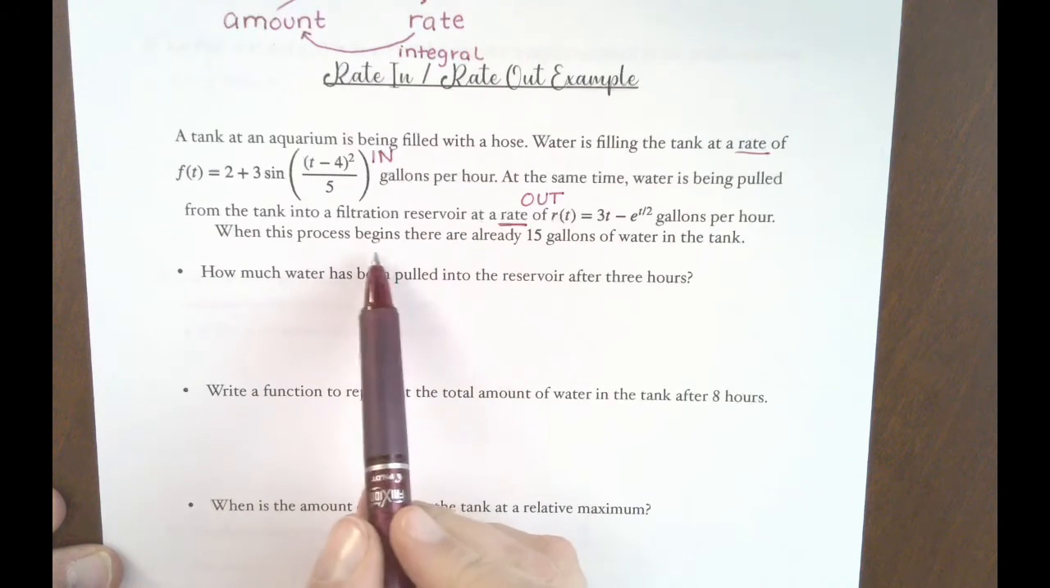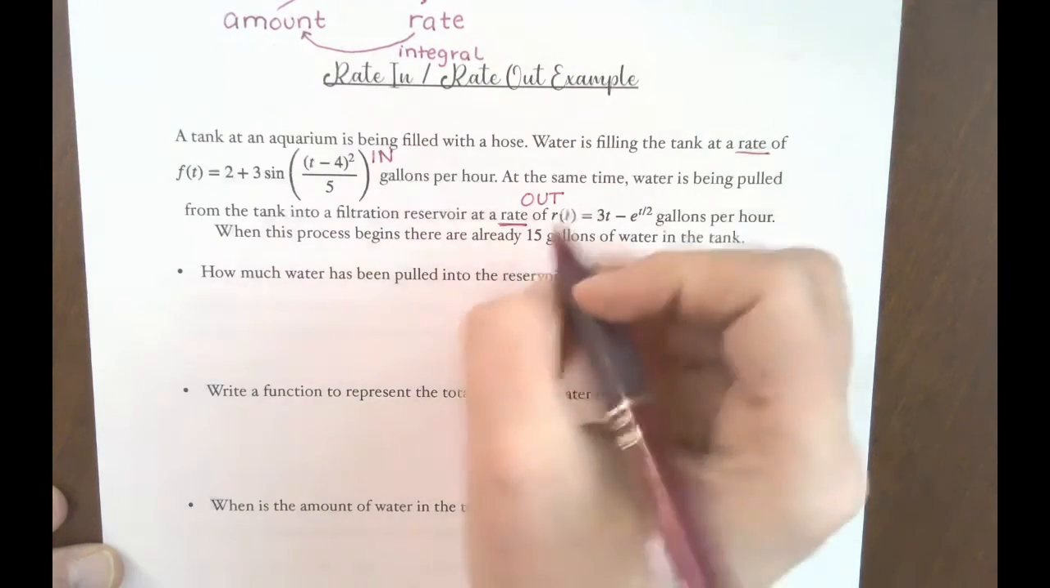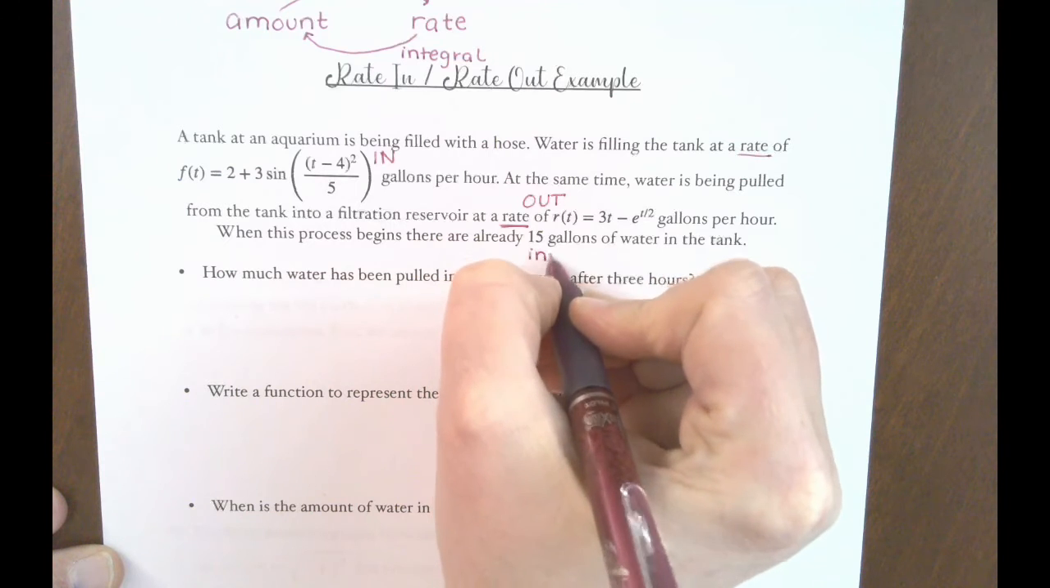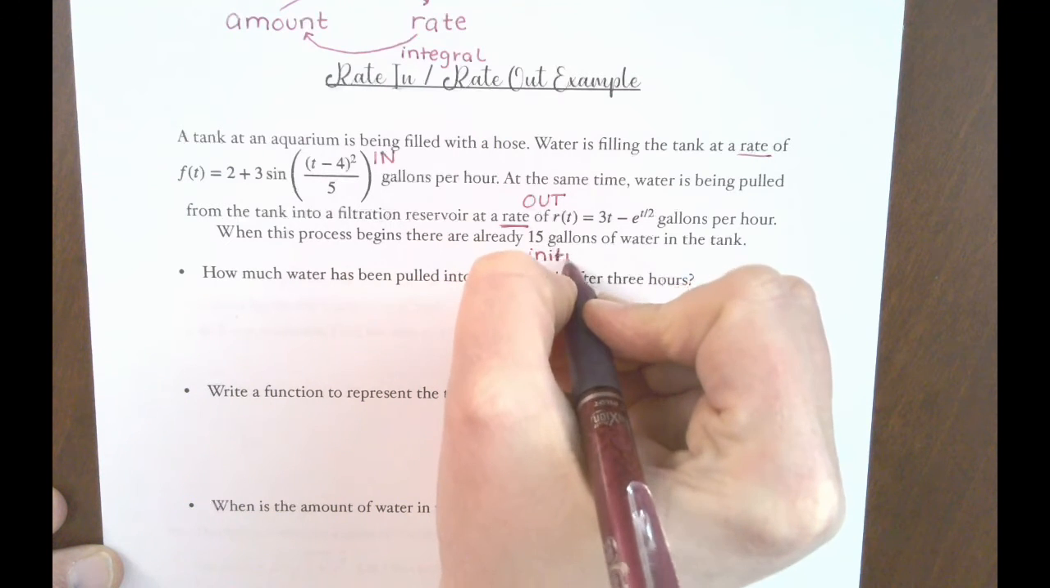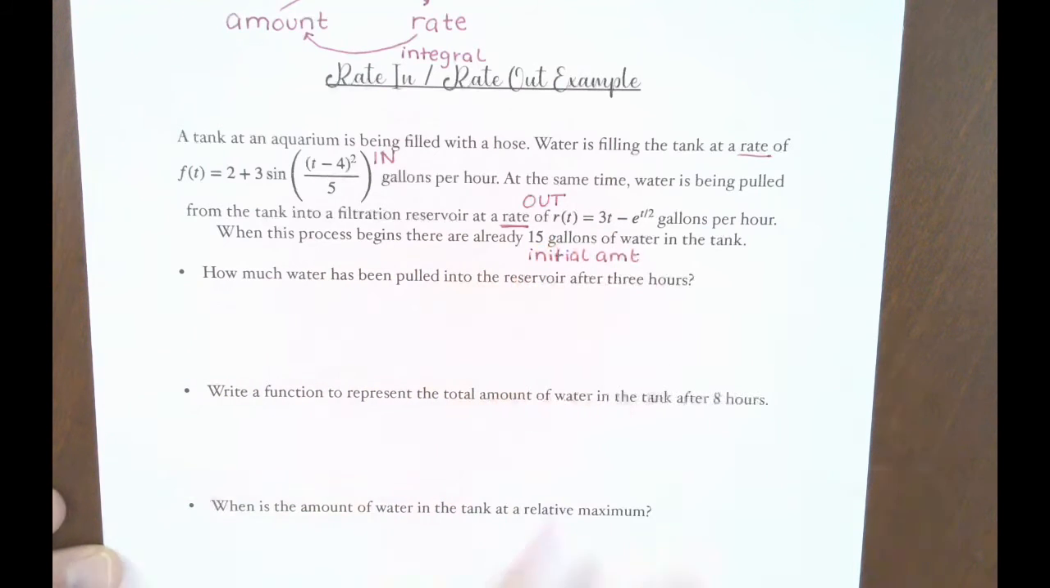A lot of the time there will also be an initial value. When this process begins, there were already 15 gallons of water in the tank. So this is our initial amount, and it is an amount, not a rate. The first question here is, how much water has been pulled into the reservoir after 3 hours?